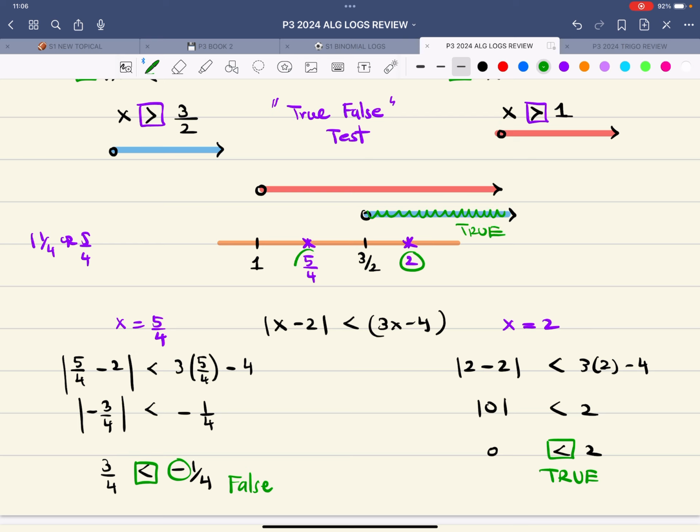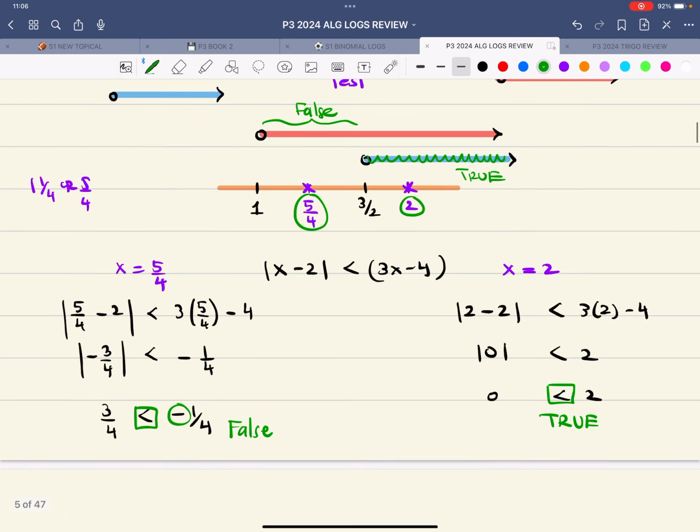But over here, 5 over 4 represents this region. This is false. So what exactly is happening? It's basically saying that 2 is a representative of this inequality. This inequality is true. This part is false. So discard this part. This is already common. Therefore, the final answer based upon this is x is greater than 3/2.